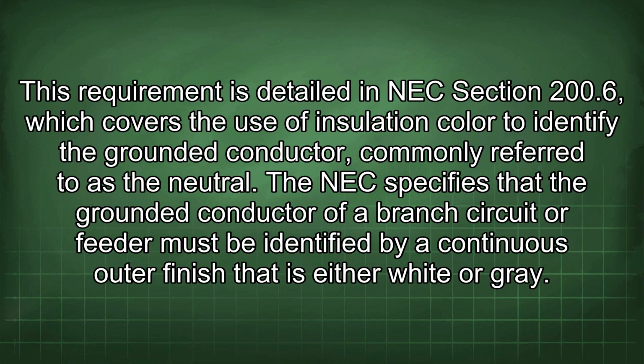This requirement is detailed in NEC section 200.6, which covers the use of insulation color to identify the grounded conductor, commonly referred to as the neutral. The NEC specifies that the grounded conductor of a branch circuit or feeder must be identified by a continuous outer finish that is either white or gray.